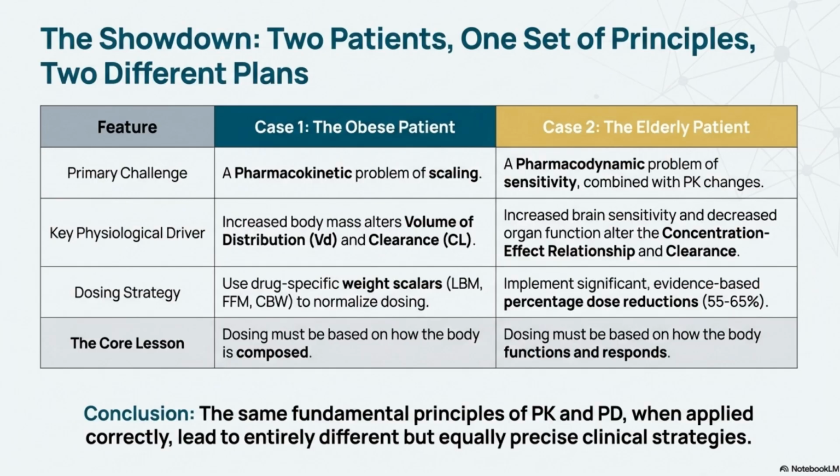Now, case 2, the elderly patient. An 80-year-old female, 55 kilos, reduced cardiac output, in for a hip replacement. The problem here is fundamentally different. The core challenge is that combined PD sensitivity and global PK slowing. We have a brain that's hypersensitive to the drug, combined with a delivery system that's slow and a clearance mechanism that's impaired. So the strategy has to be a drastic overall dose reduction. We're talking 55 to 65% less drug compared to a young adult.